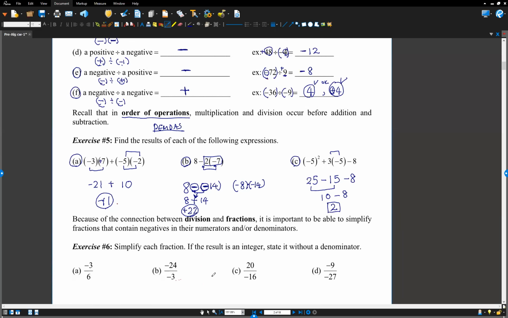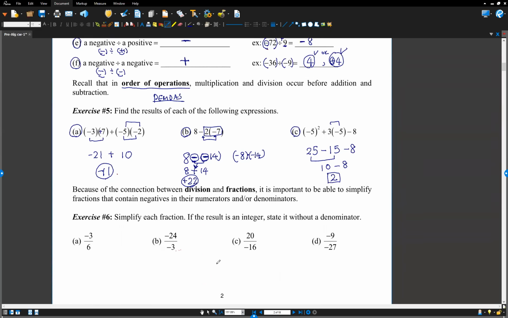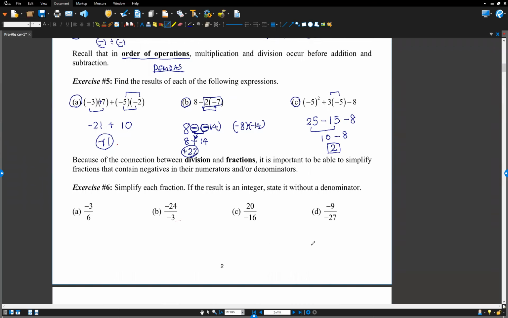Now we're going to have some practice on division of signed numbers. Okay. Negative divided by negative is positive. The result should be negative. Can you simplify this one? 3/6. Can anybody give me the answer?